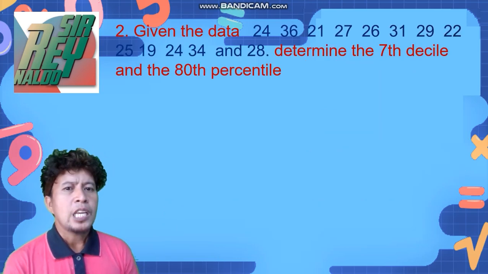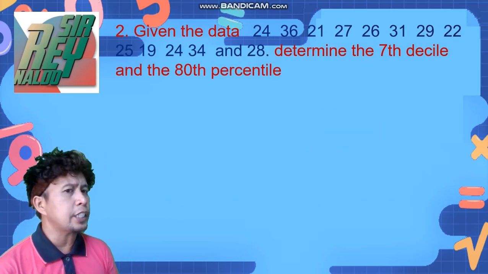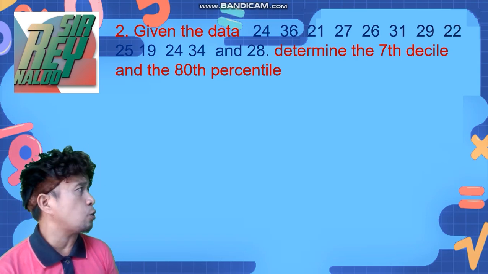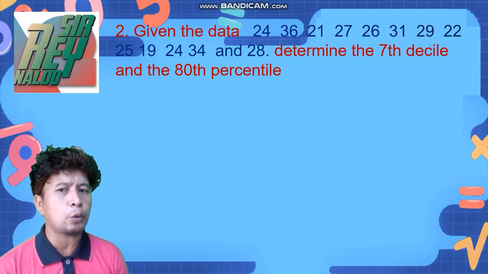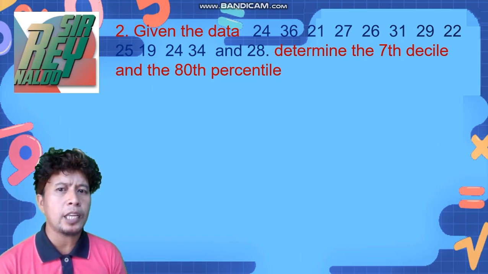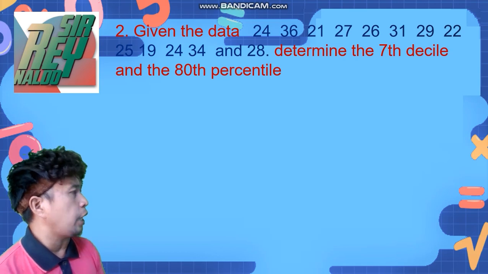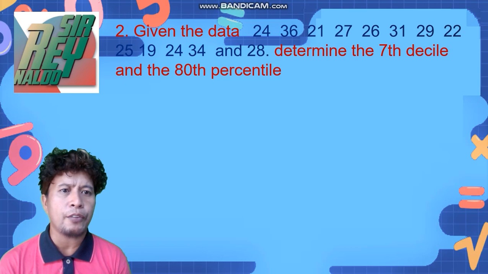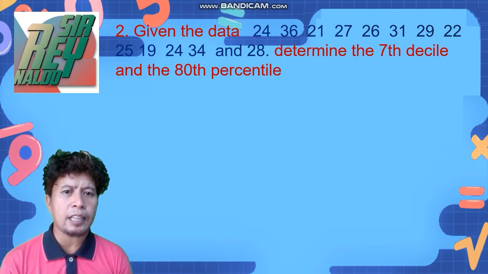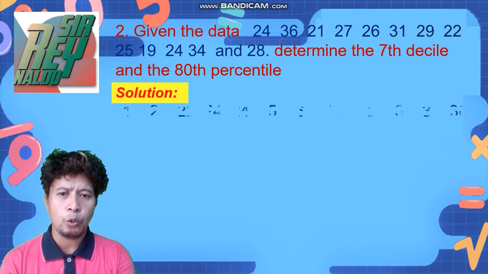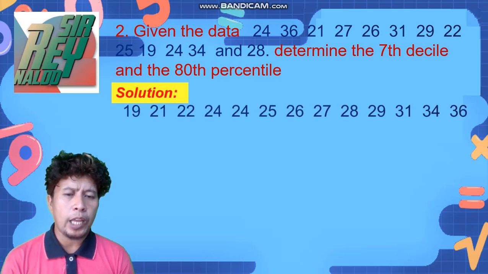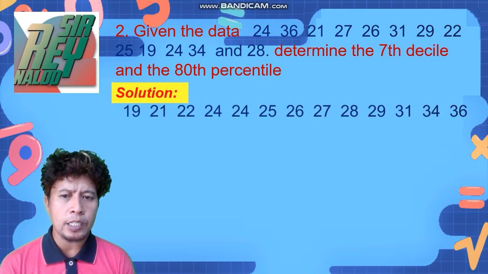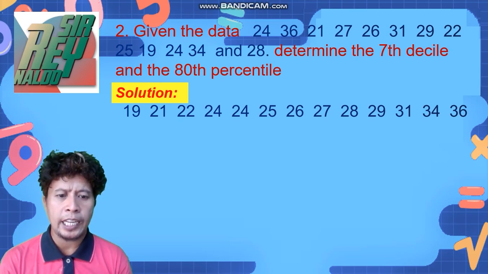Okay, let's have another. Given the data 24, 36, 21, 27, 26, 31, 29, 22, 25, 19, 24, 34, and 38. So, ilang elements meron tayo? We have 13. Determine the 7th decile and the 80th percentile. Okay, let's have it. Solution. Again, we have to arrange them according to ascending order. Okay, so yan na, arrange natin.